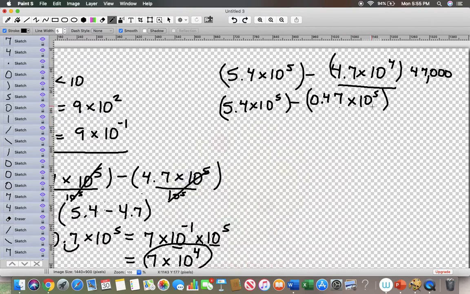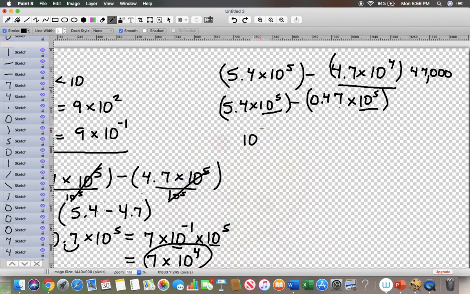Let's check our answer. If I were to make 0.47 times 10 to the 5th in standard form, I would move this decimal to the right 5 places. 1, 2, 3, 4, 5. Yep, that would give me 47,000. So I moved the decimal in the right direction. Now I've got 10 to the 5th.